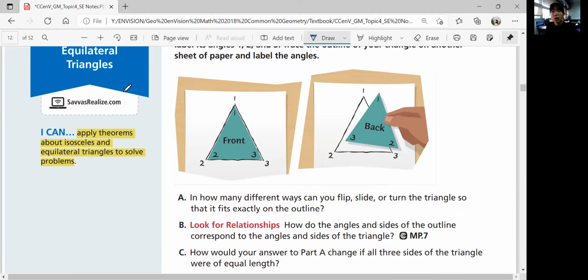Okay. You flip it, it's a reflection. You slide, it's a translation. If you turn, it's a rotation. So no matter which way you flip, it's going to fit the outline if you flip it on the vertical line. Like if you reflect it on the vertical line and you flip it horizontally, right? But you cannot turn it, like rotate it.